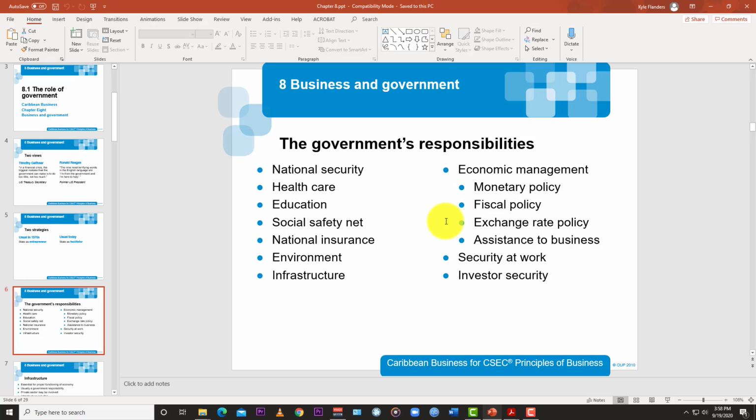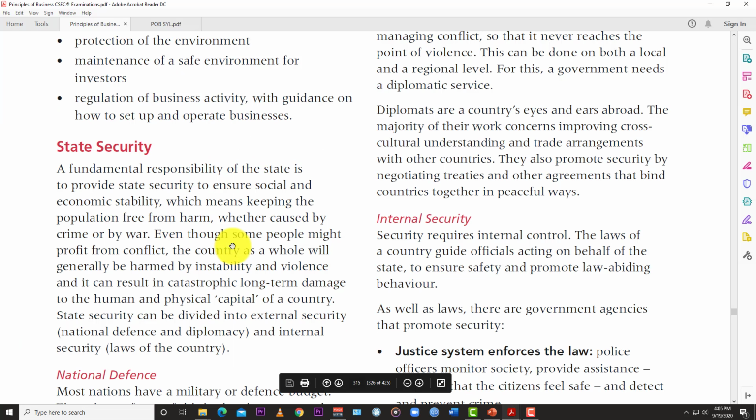Also, they have to manage the economic aspects of the country, such as monetary policy, fiscal policy, exchange rate policy, and assistance to business. And outside of economic management, you have security at work and investor security. So all these are some of the major responsibilities that the government has as a whole. Now let's look at the textbook and what it says here.